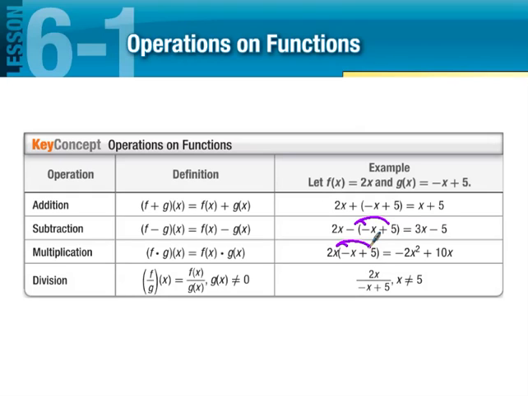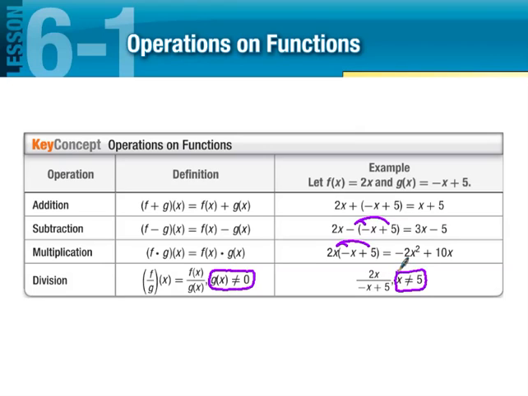And then divide. Biggest thing here that you need to understand is that your denominator can't equal 0. It just can't. So when I divide these two functions and I get 2x over negative x plus 5, x cannot equal 5 because that's where the denominator equals 0. Whenever you divide, you have to do what's called restricting your domain. You basically just say what values x can't be.